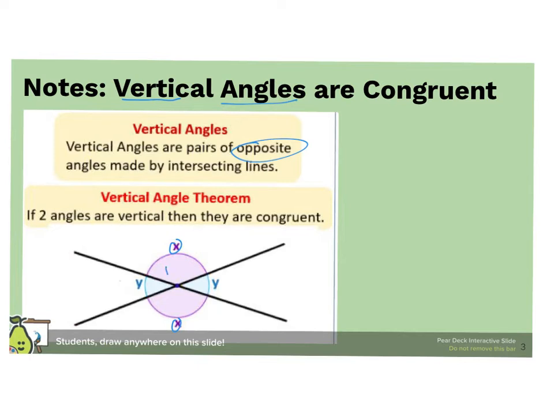So say this is 110, this would be 110 as well. Angle Y and angle Y are also a different set of vertical angles. As you can see, they are directly across or opposite each other. So they would be equal to 70 degrees and 70 degrees. So that's what vertical angles look like.